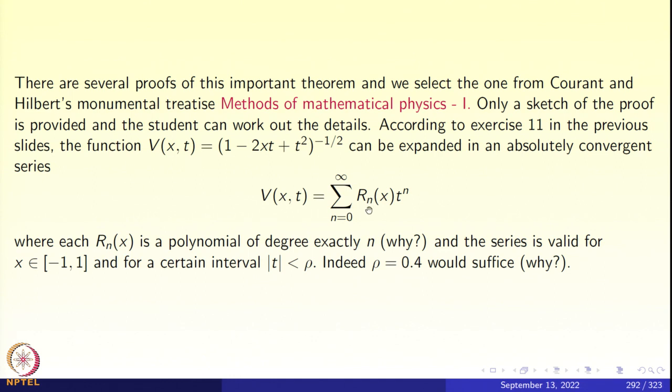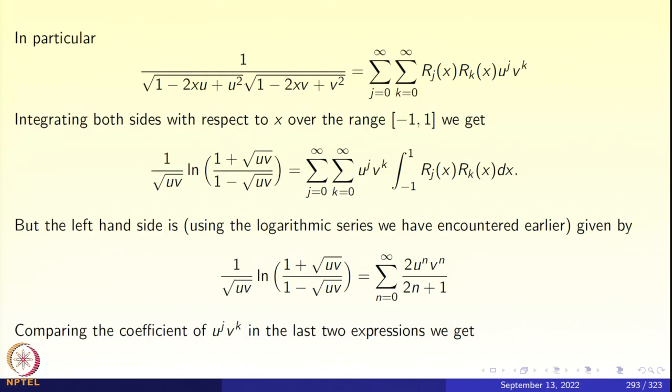So now let's do the following. Let us now use the fundamental orthogonality lemma. That's going to play a role. So let us first write down the expression for the potential V(x,t) with two different parameters, t equal to u and t equal to v. And let's multiply the two series. When you multiply the two series, you'll get summation j from 0 to infinity, summation k from 0 to infinity, R_j(x) R_k(x) u to the power j, v to the power k. Remember that the Cauchy product of two absolutely convergent series will absolutely converge. So I can assume that mod u is less than 0.4, mod v is less than 0.4. There is no harm in doing that.